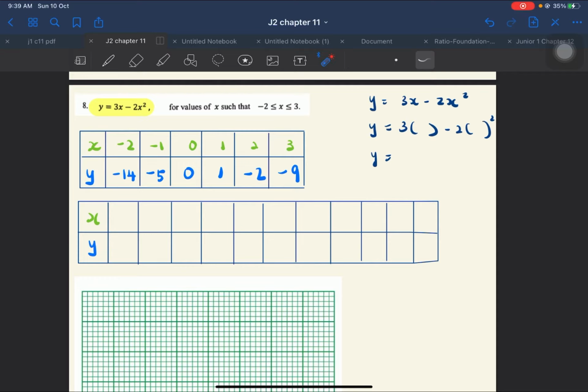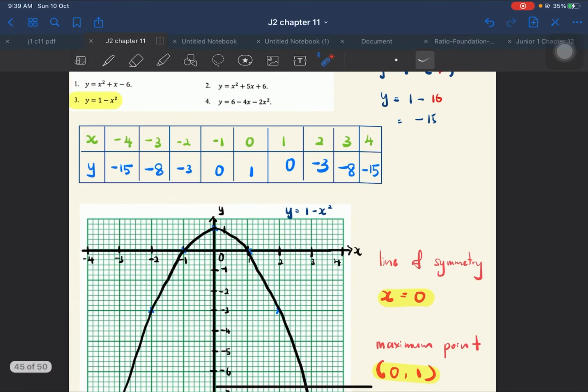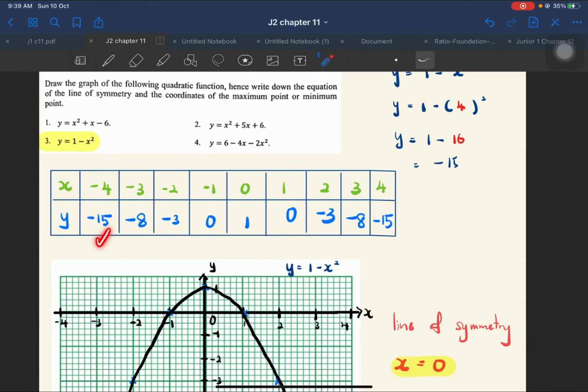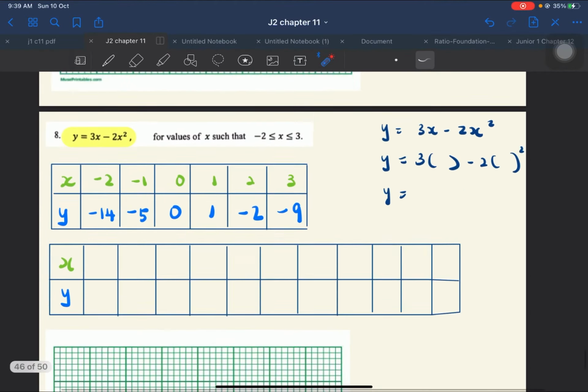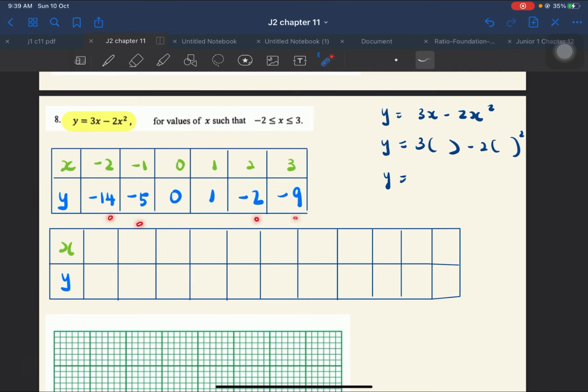Okay, but as you can see, the y value here is not in pair. What does it mean? As you can see from question 3, we have negative 15 with negative 15, negative 8 with negative 8, negative 3 with negative 3, 0 and 0, and we have one maximum point. But from here, we don't even have a pair of the y value. It's all different. What we're going to do now is add more columns in between these numbers.